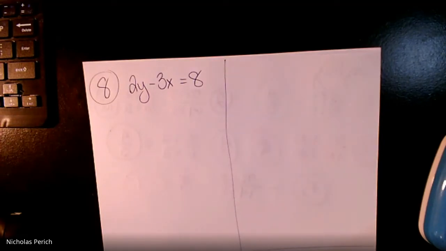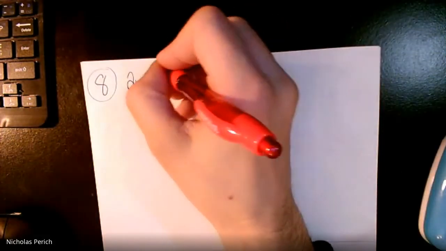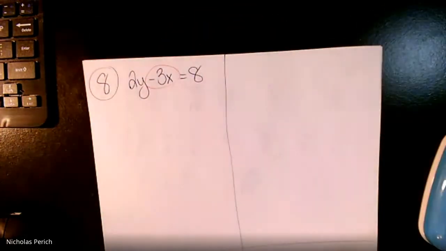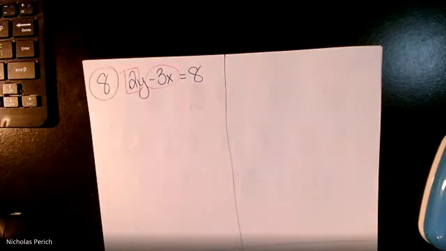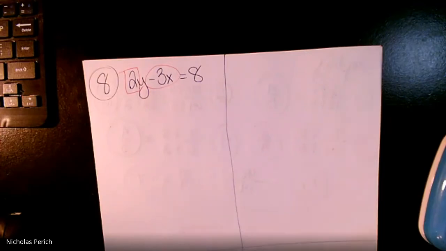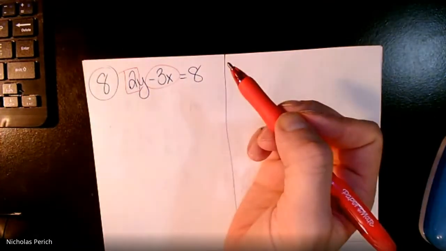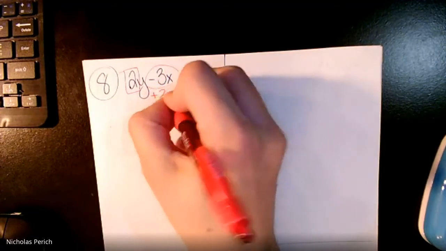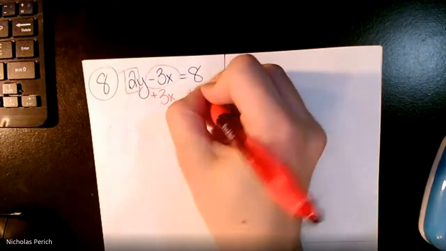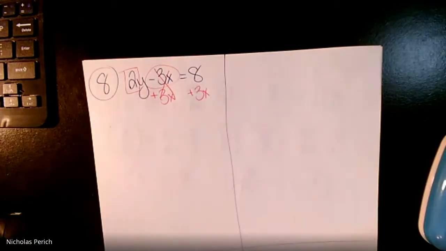Is y all by itself? No. Not even close. I have a negative 3x floating around. I also have a 2 attached to it. Always get rid of the guy that's floating around first. And the way we do that is we do the opposite. We add 3x to both sides, cross out the 3x.